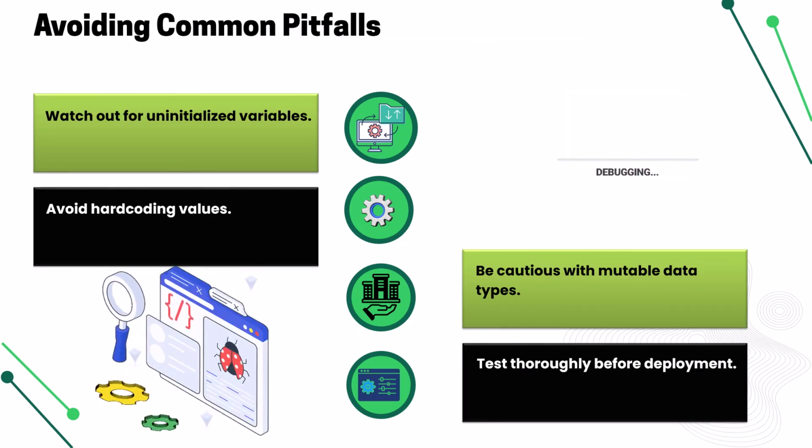Ever debugged code for hours only to find an uninitialized variable? Yep, been there. Hardcoding values is tempting, but it'll haunt you later when requirements change. Mutable data types are sneaky. Modifying one instance might affect others unexpectedly. And remember, testing isn't just a formality. A little effort upfront saves hours of frustration later.